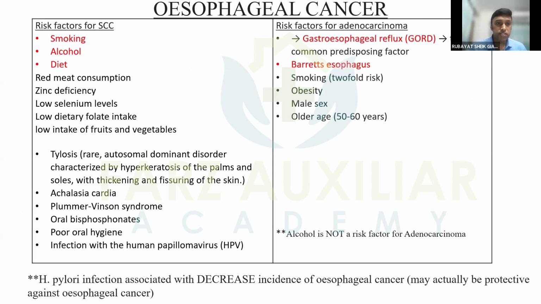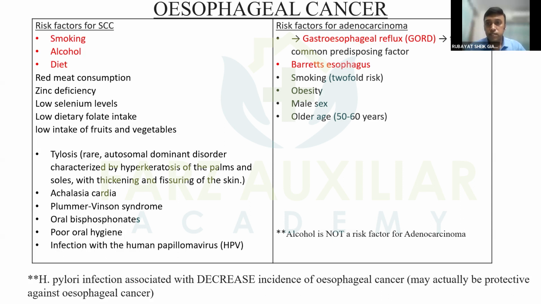The squamous cell carcinoma patients usually have a background of smoking, alcohol, or some sort of diet irregularity, either red meat consumption, zinc deficiency, low selenium levels. So when you have a background of smoking, alcohol, and some sort of diet irregularity, as I mentioned in the table, or patient having achalasia, Plummer-Vinson syndrome, or bisphosphonates, patient coming from this background and esophageal cancer, it's more likely to be squamous cell carcinoma.